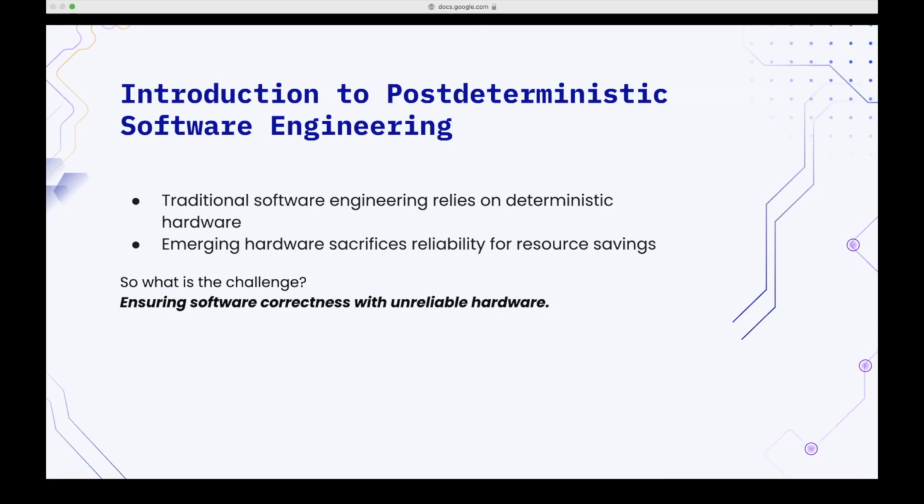to be. So, traditionally, software engineering was built on the assumption that the hardware that is provided will take an input X and will reliably give you an output Y under all circumstances, basically. Coming to present day or a little bit newer hardware, the focus is more on resource savings and energy savings compared to reliability. So therefore, a deterministic execution cannot be assumed at all points. This shift presents a significant challenge. So we need to ensure that software remains correct and functional even when the underlying hardware is unreliable.